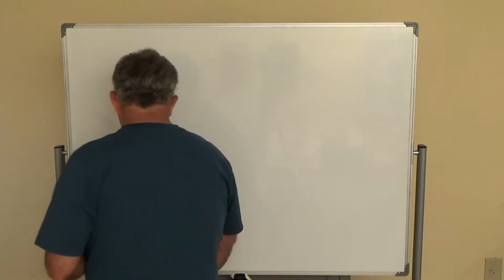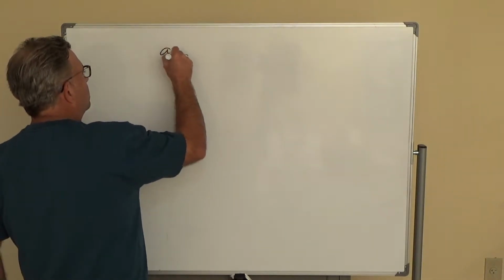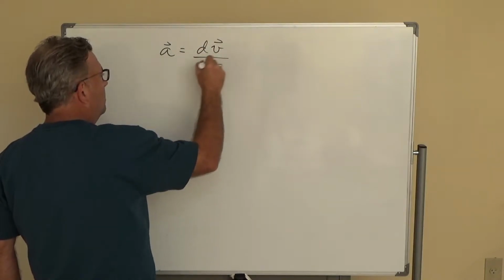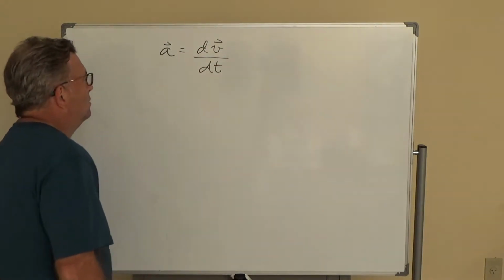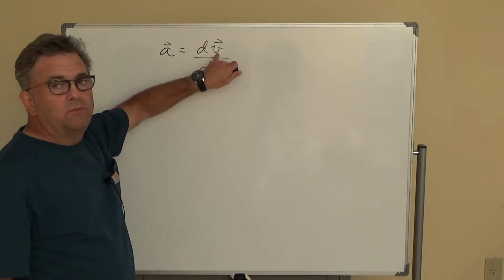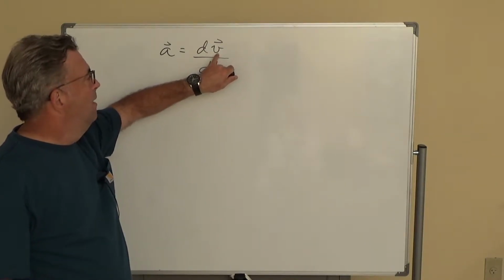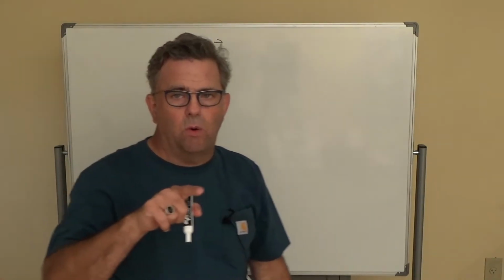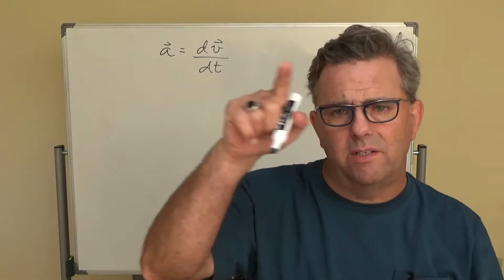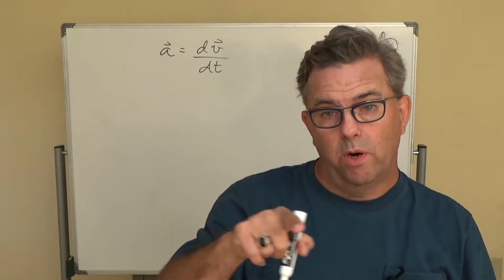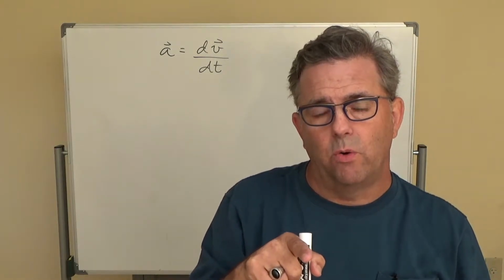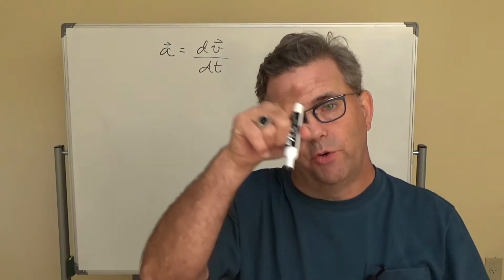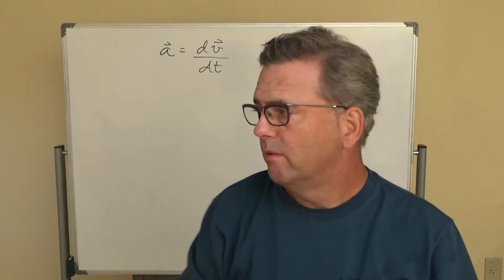Remember that acceleration is equal to dv dt. So this says that it's the rate of change of the velocity, and this velocity is a vector. So as an object's moving in a circle, that velocity is constantly changing. What we're going to talk about is an object moving in a circle with the magnitude of the velocity being constant and the direction of the velocity changing.